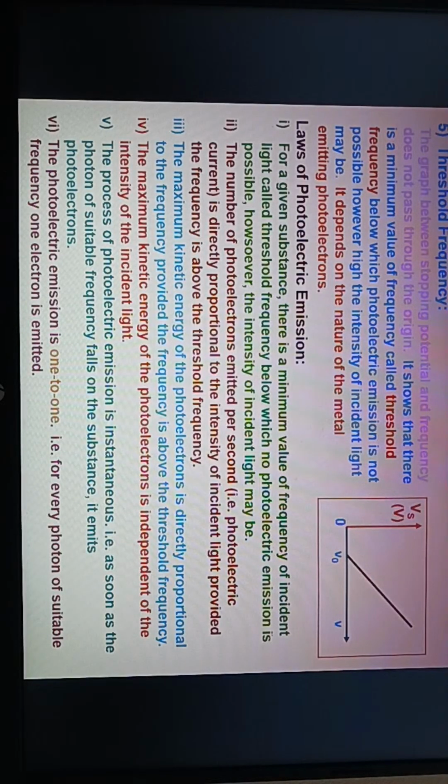No answer from you. Fifth one, got it? Yes, sir. I told you in the beginning itself, instantaneous process. Okay, right. Next, anything? One to one process also I told you. One photon, one electron it will eject.